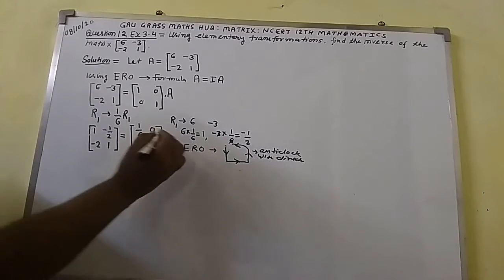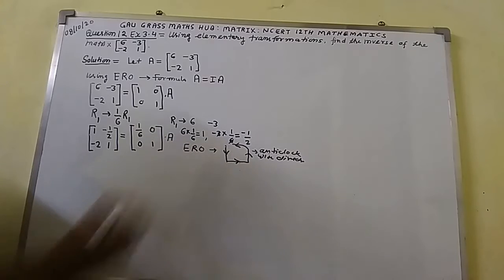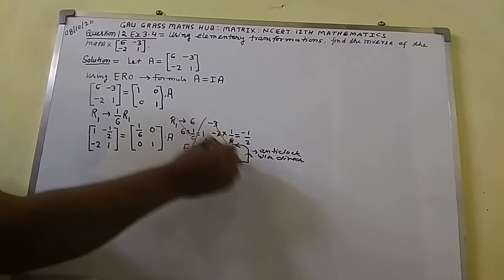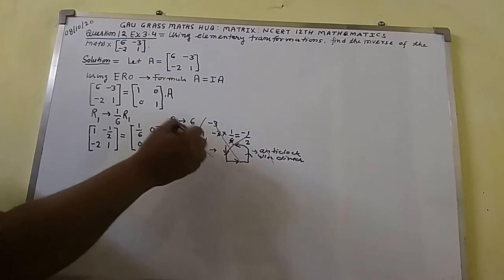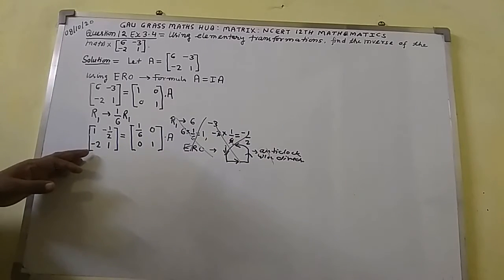Here capital A is there. I have forgotten to write it here. Here write capital A. These therefore you can cancel out for understanding purpose. So here, through anti-clockwise direction, I have taken this element -2. The -2 element will become 0 here.